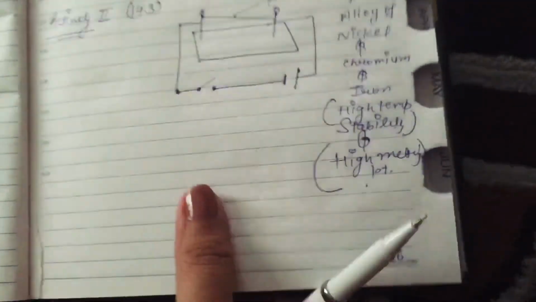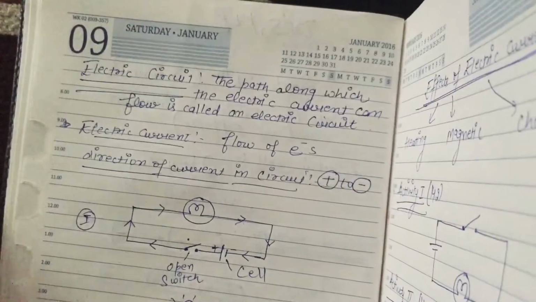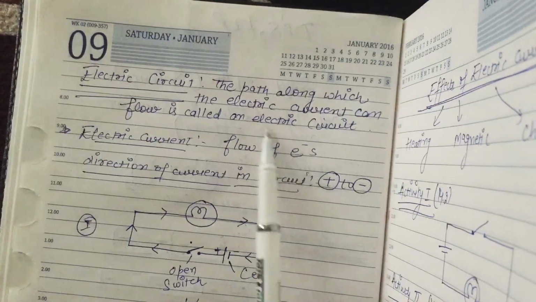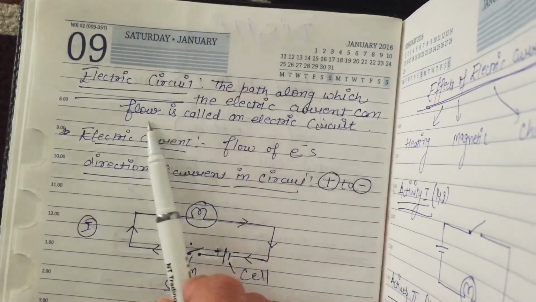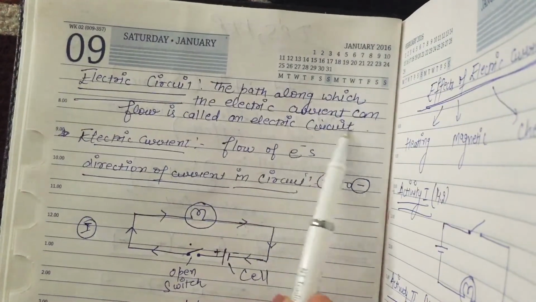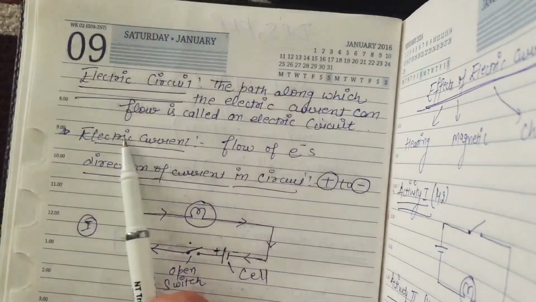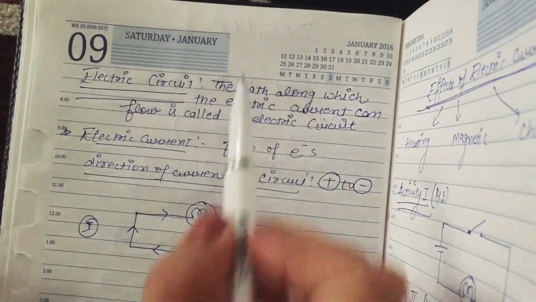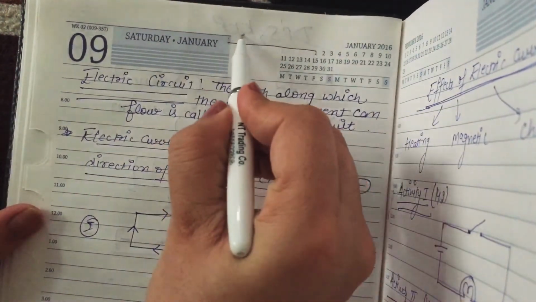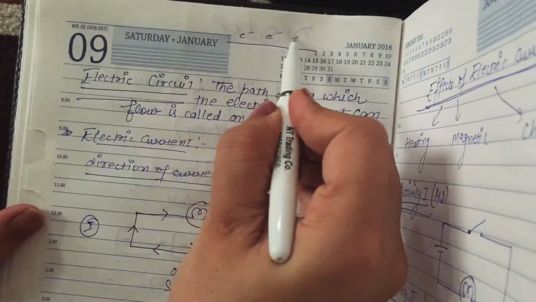So what is an electric circuit? An electric circuit is a path along which the electric current can flow. Now I want to tell you what is electric current. That is the flow of electrons. This is a wire and electrons are there and they flow.